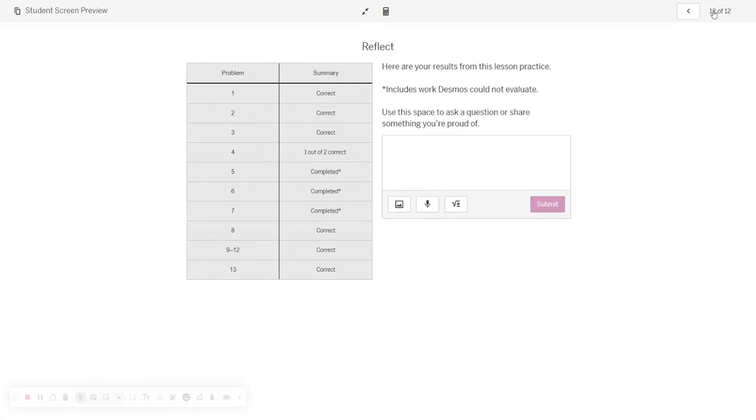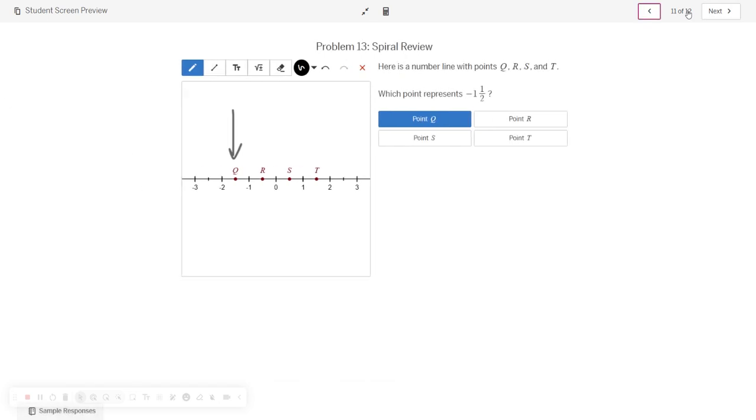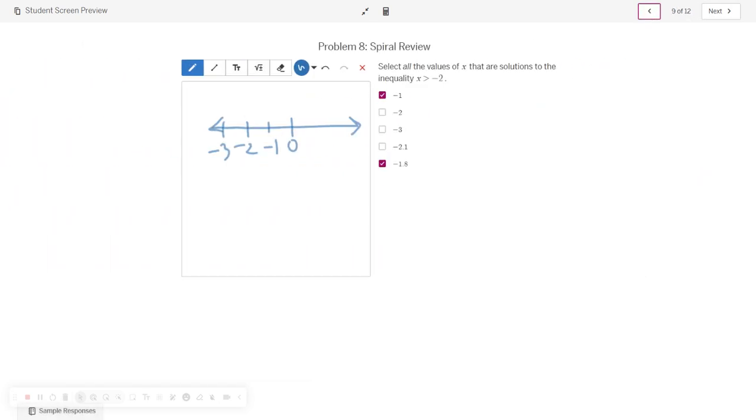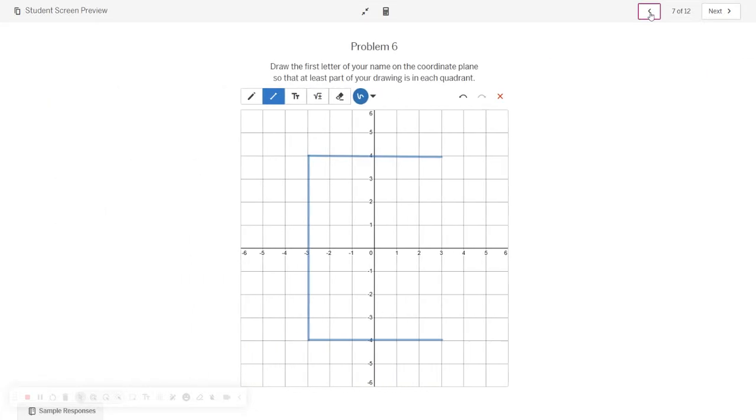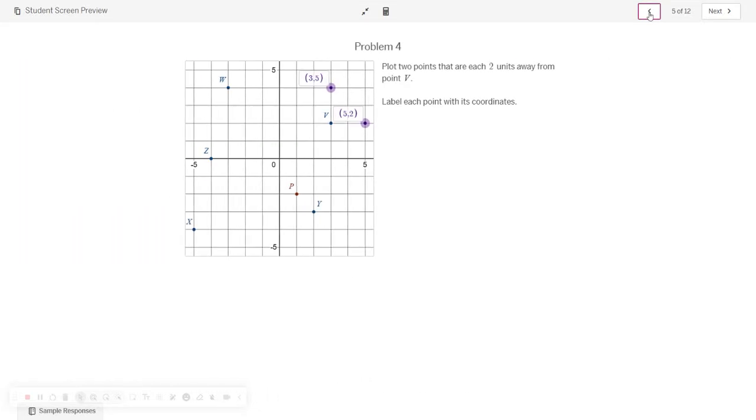Let's see how I did. What? I missed one in number 4. Let's go back to number 4. Did it say which direction it had to be in? It said 2 points away from V. That is 3. Oh, you know what? That's a 4. That's why. There we go. 3, 4, 5, 2.